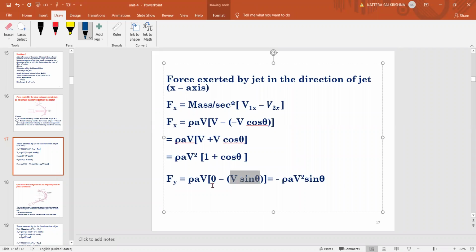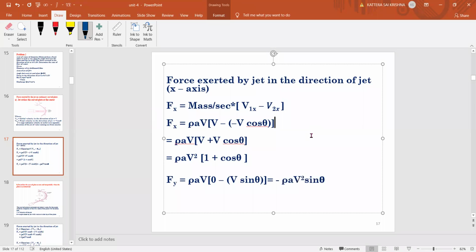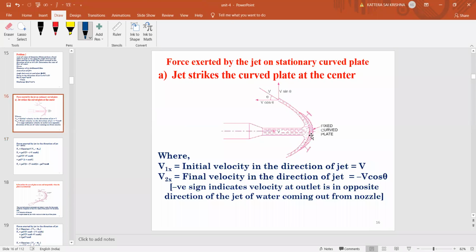and final velocity is V sine theta. So rho AV into initial velocity minus final velocity. So what we get? Rho AV into minus V sine theta. So minus rho AV square sine theta is the F5 value for the force exerted by the jet in the Y direction. Yes, any doubt now? You can copy this. I'm telling you, this is very important. Please copy it.